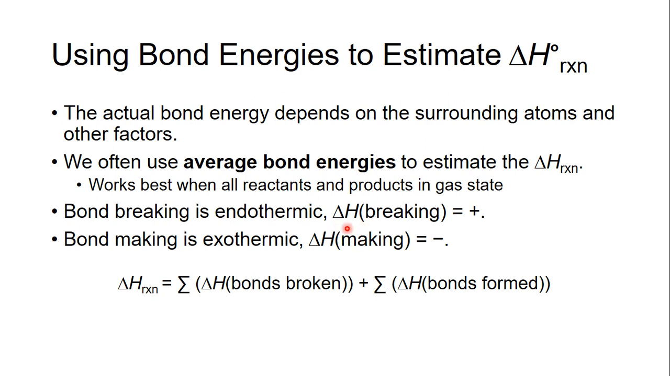Now, if your delta H is positive, that means you're breaking more bonds than making them, usually. And so you're taking in heat from the surroundings. And if you're taking heat in, you're endothermic. While if delta H is negative, that means you're releasing heat and you're usually making bonds. And if you're releasing heat, heat is exiting you, you're exothermic.